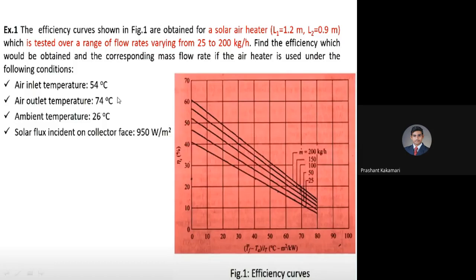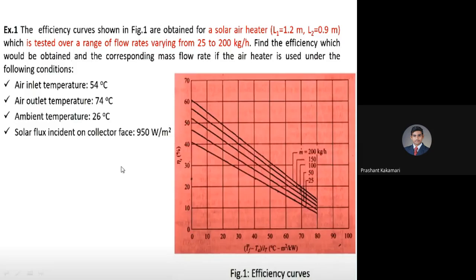Then for what mass flow rate do we need to find out? For 25 to 200 kg per hour. For easy calculation, they have taken each change of mass flow rate as 25 or 50. They have plotted some values here, 25, 50, 100, 150, 200 like this. For each 50 kg per hour, they have plotted the values.